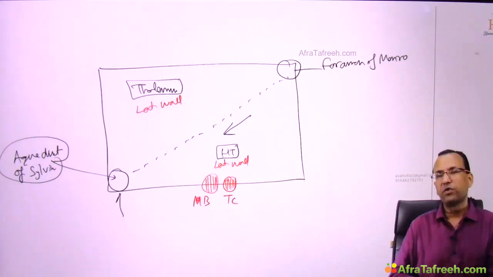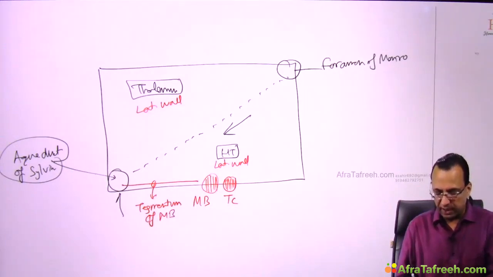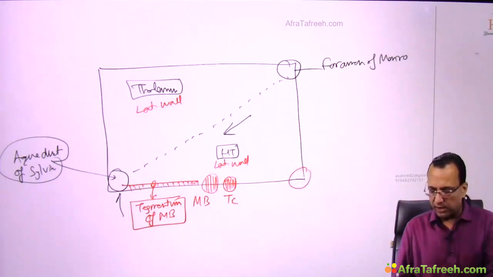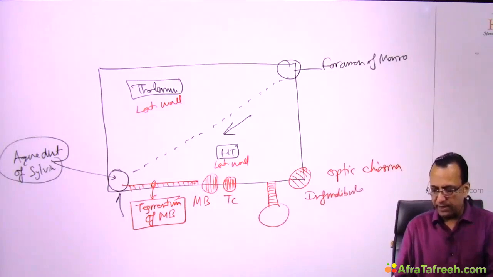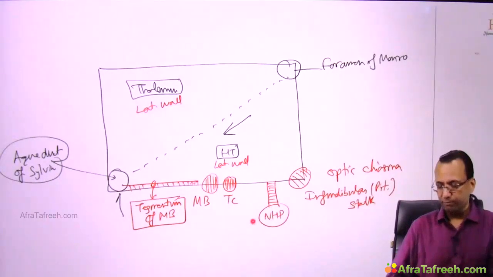What else was in the floor of the third ventricle? This is the tegmentum part of the midbrain. And there were some other structures. I found the optic chiasma, most anterior. Behind that was the infundibular stalk, which is also called the pituitary stalk. Which pituitary? The neurohypophysis, the posterior pituitary, a downward extension of the diencephalon.